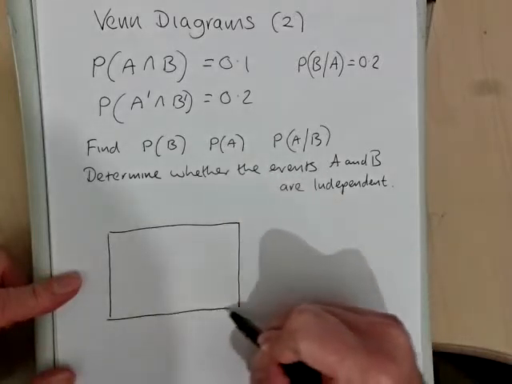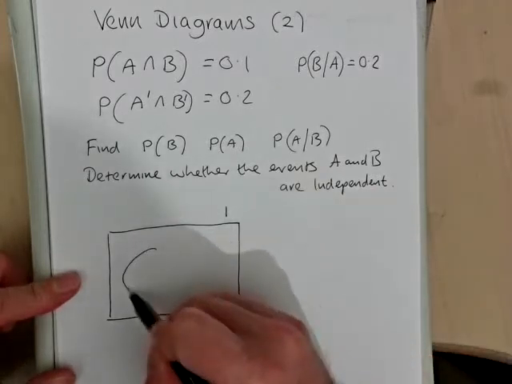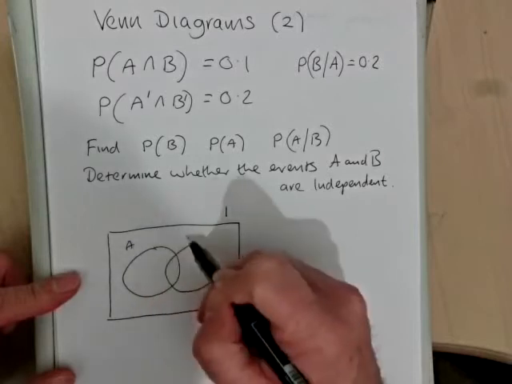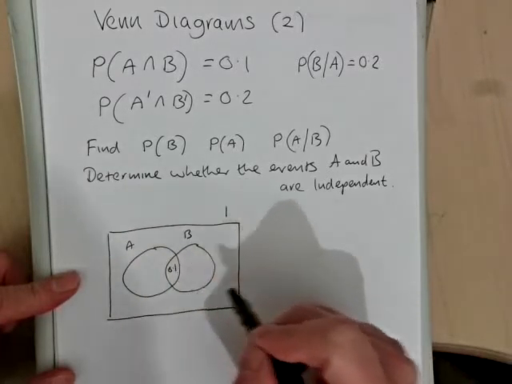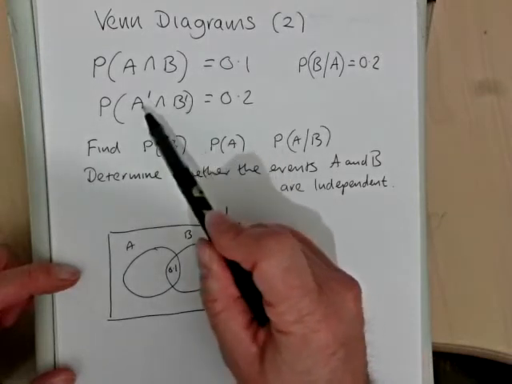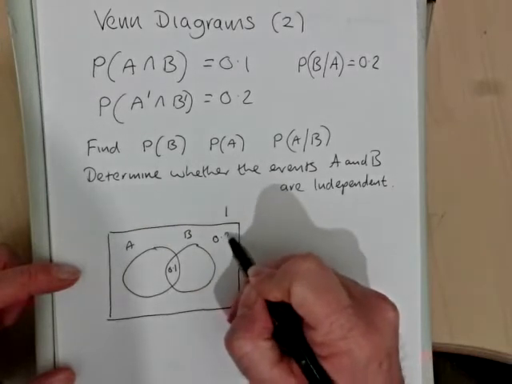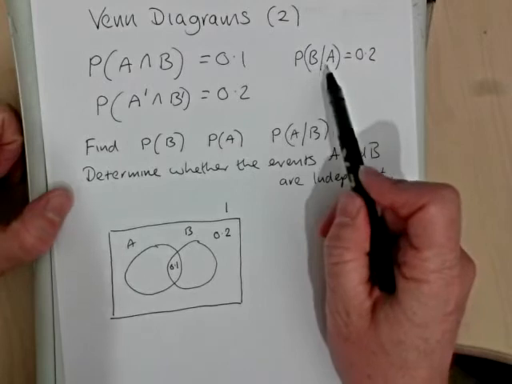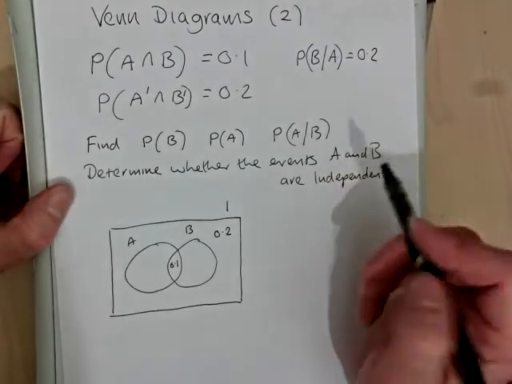We know that all probabilities will come to 1. We'll just remind ourselves of that, put 1 on the outside. We know that A and B overlap. We've been told that the probability that A and B occur together is 0.1. We've been told the probability that A does not occur and B does not occur is 0.2. That goes on the outside. And we're told the probability that B occurs, given that A has already occurred, is 0.2.